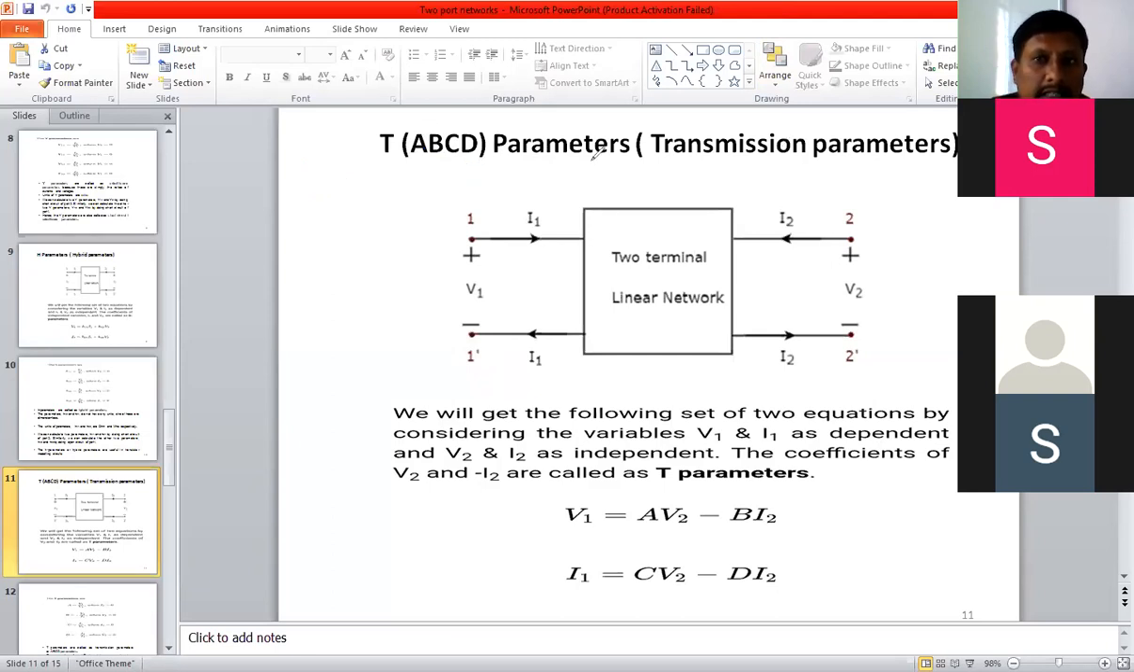Now, for the ABCD parameters, the same network, the same block diagram, we are going to use to discuss the transmission parameters. The name itself indicates it. Transmission parameters means what? What do you mean by transmission here? Transmission of data, transmission of signal, transmission of message from one location to another location.